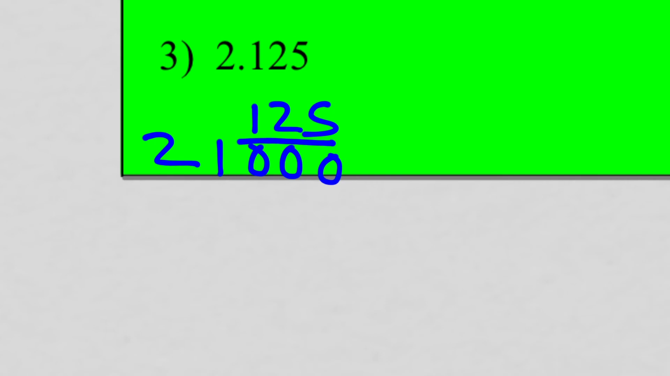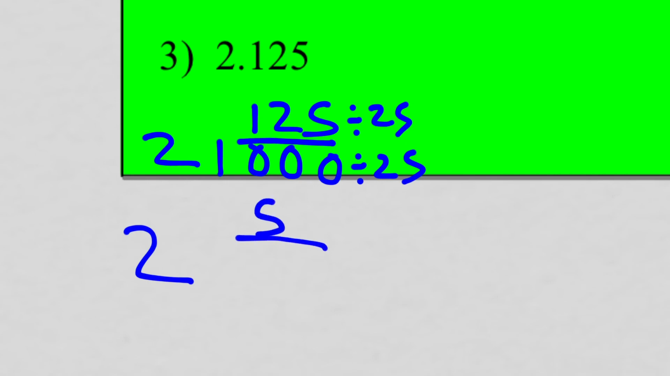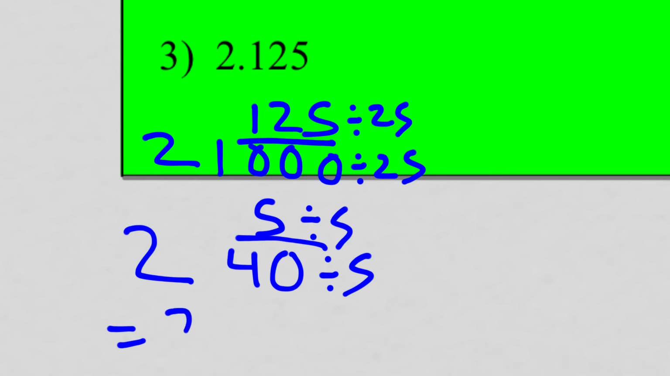Now, to put this in lowest terms, I immediately recognize that I can probably divide the top and the bottom by 25. Now I still have 2 wholes. 125 divided by 25 is going to be 5. And 1,000 divided by 25 is 40. Now I can reduce that further by dividing by 5. And I get 2 and 1 over 8. Don't be too discouraged if you can't get that in lowest terms, but if you get that far, you're doing pretty well.